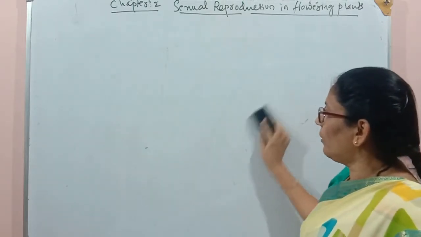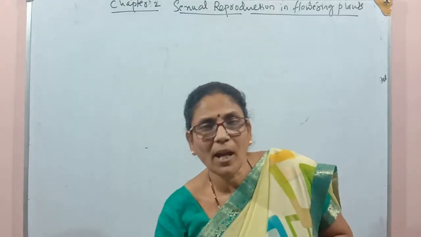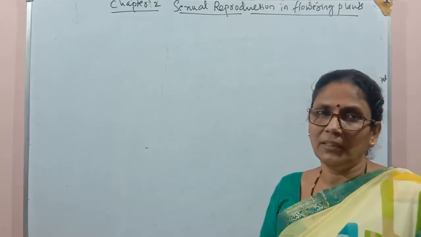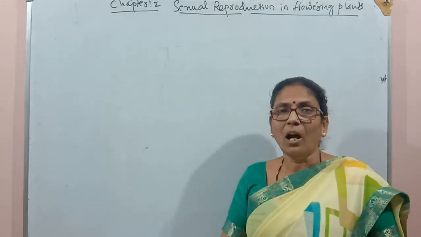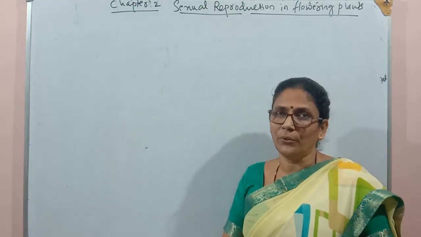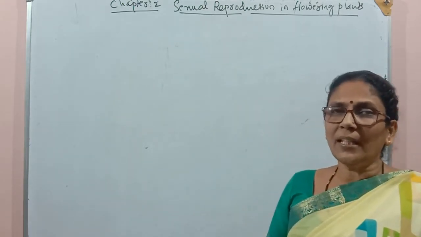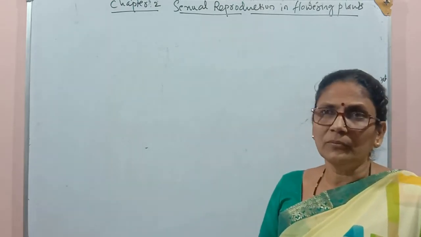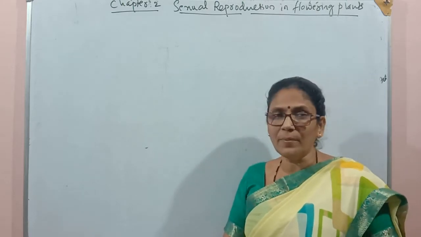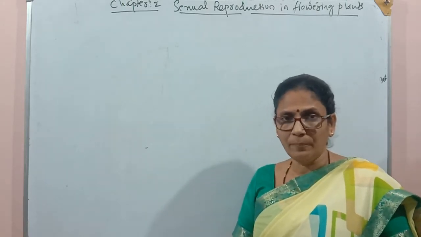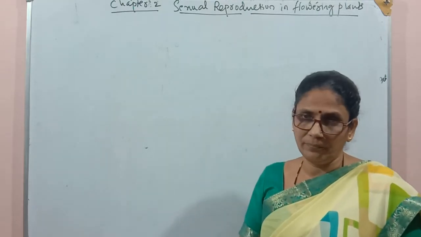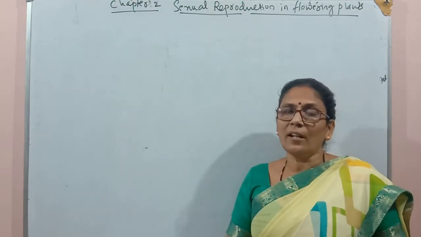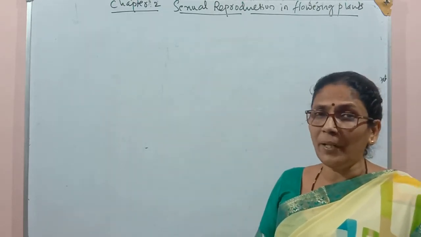And the next is the viability of seeds. We'll discuss a little bit about it. What is the viability of a seed? Viability is nothing but the germinating capacity of a seed after dispersal from the fruit. Many seeds keep their viability for months or years, but there are some seeds which maintain their viability even for thousands of years.